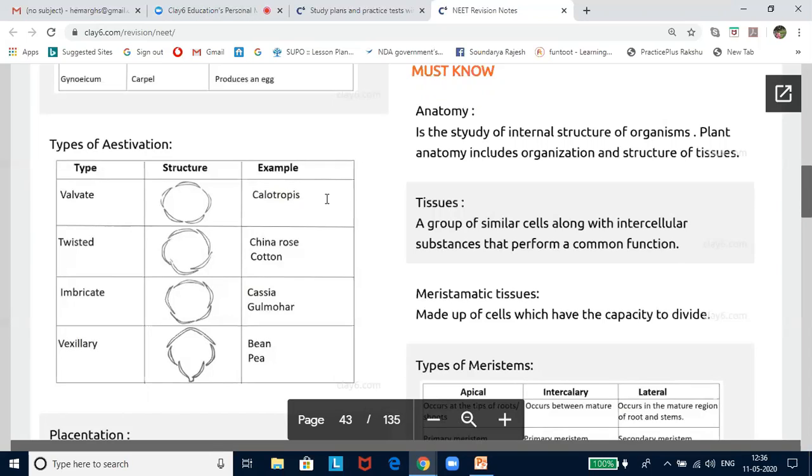Suppose they might ask the kind of estivation seen in Calotropis. They will give you the pictures. Then you have to identify it as valvate. It is very simple. In valvate estivation, the margins will not overlap with each other. They will just touch at the margins.